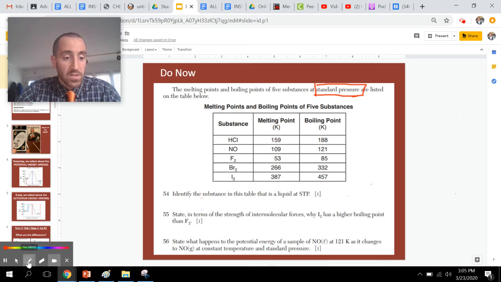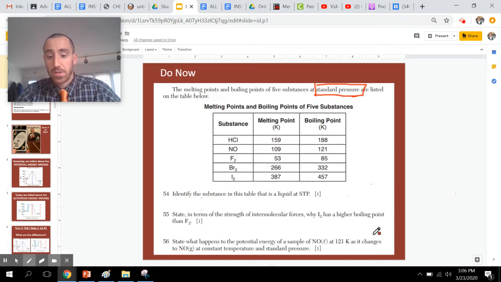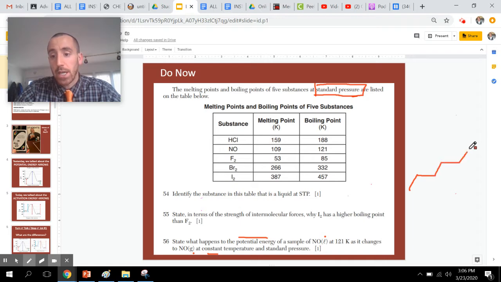Tough one though. The first thing that you should do, if you lean on everything we've been talking about back when we were still meeting in person, is make the connections that you can. When I see potential energy and constant temperature and phase changes going from liquid to gas, I'm thinking about the phase change diagrams. Heating curves. We're going from liquid to a gas, so I'm thinking of heating and cooling curves, right?